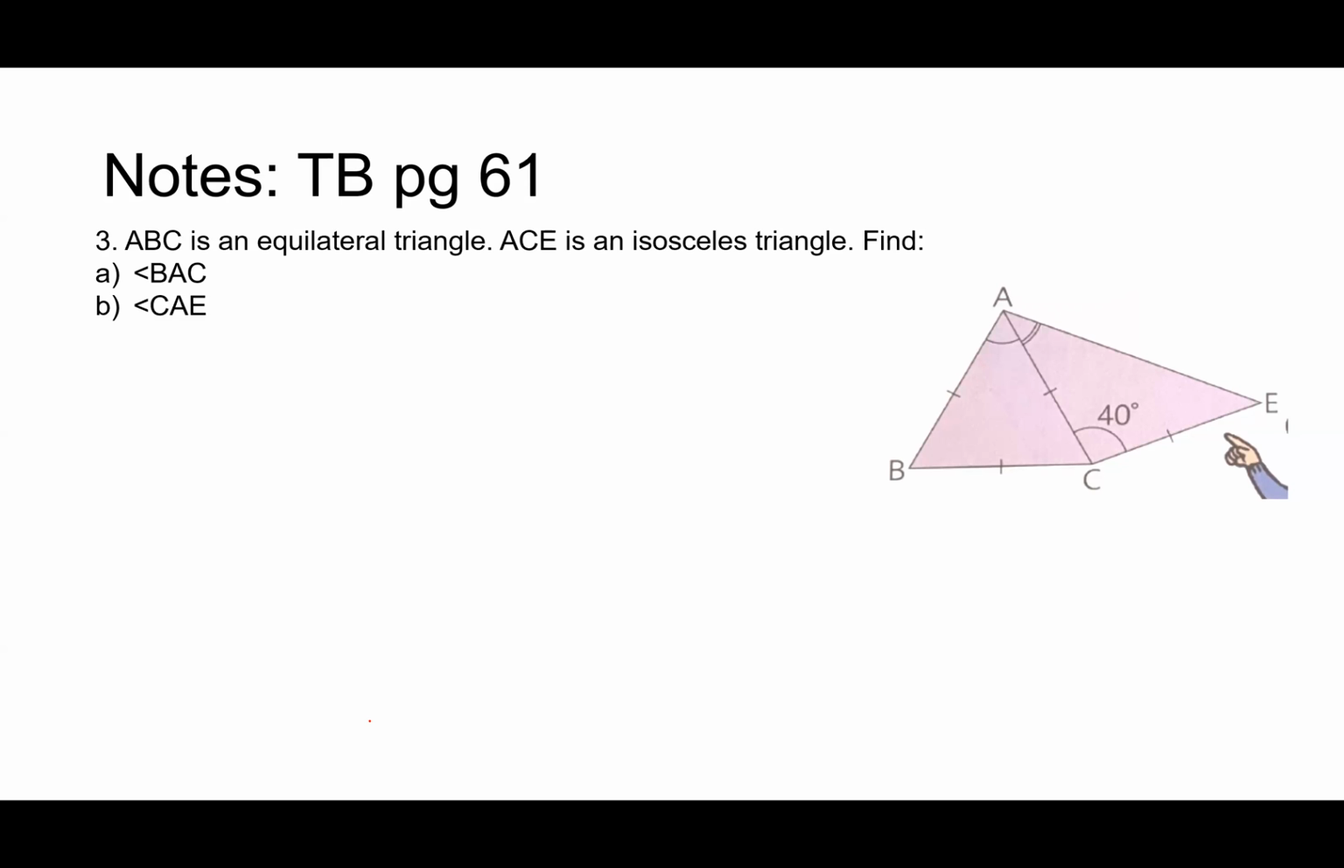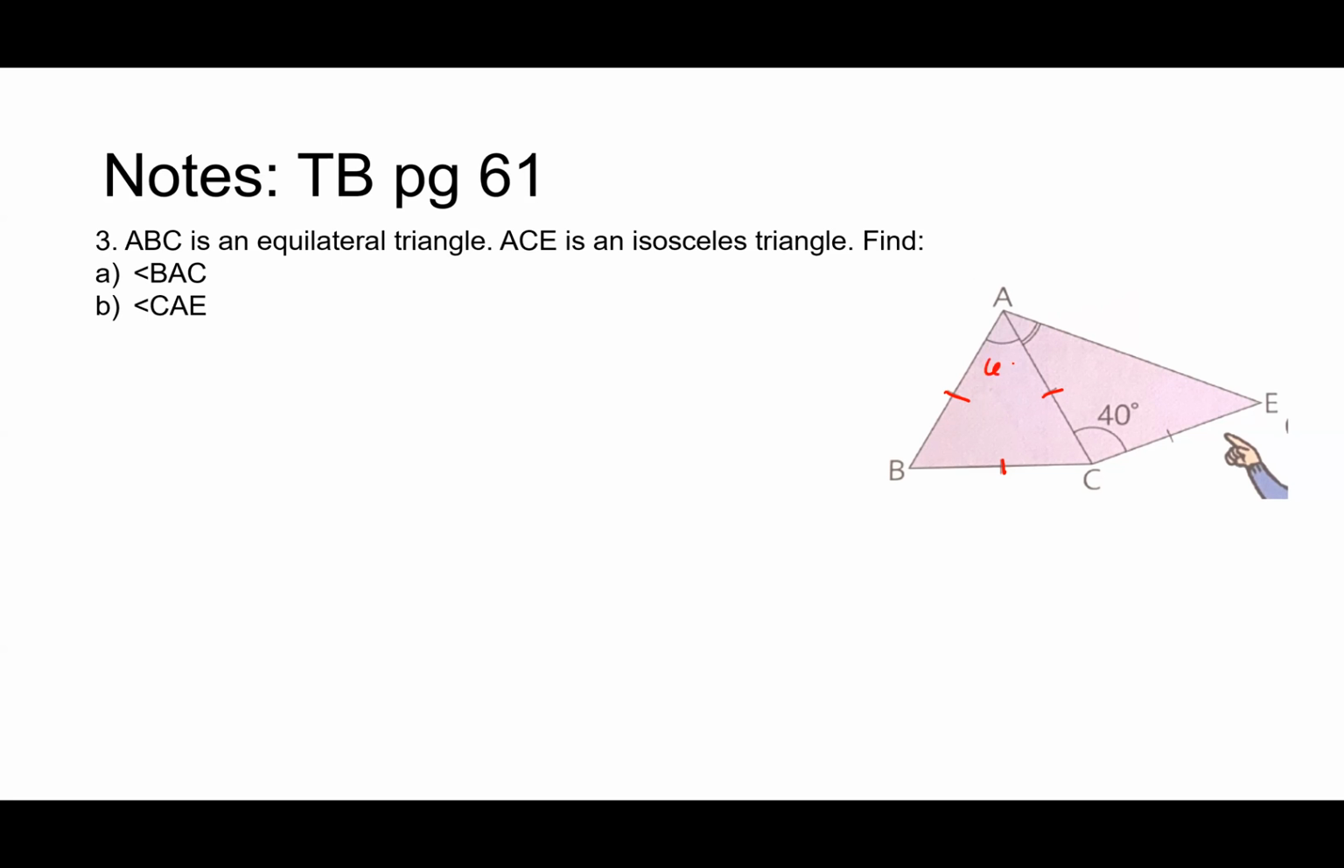Number 3, ABC is an equilateral triangle, and you can tell also because it has tick marks right here. So what does that mean? Let's just stop there. What does that mean for all of the angles in that equilateral triangle? Annie?